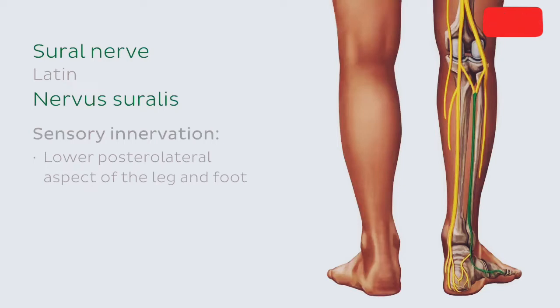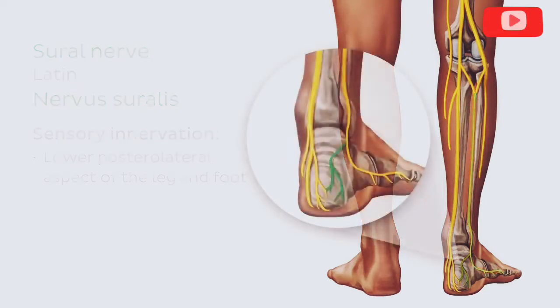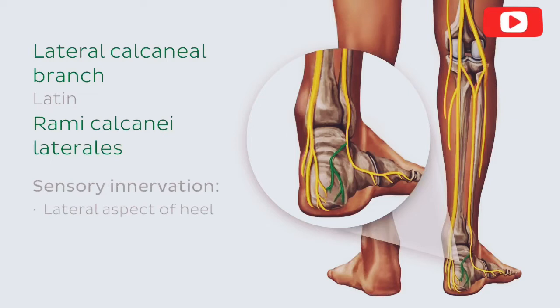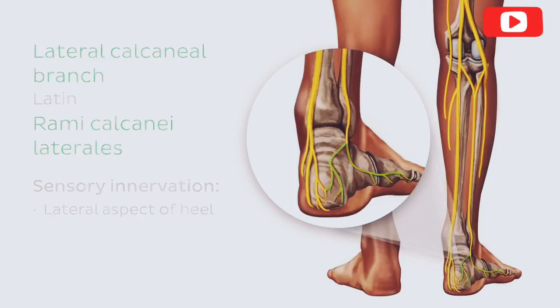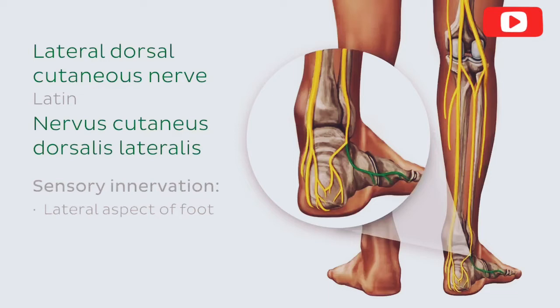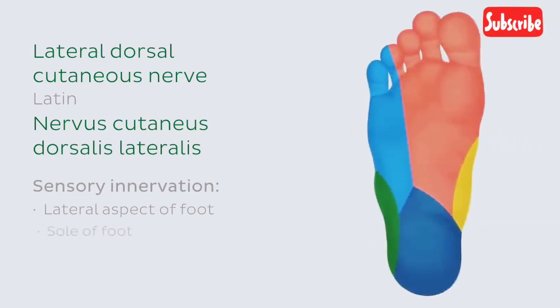In our illustration, we can see two branches of the sural nerve. The first one that we can see is the lateral calcaneal branch. This branch provides sensory innervation to the lateral aspect of the heel. Next, we have the lateral dorsal cutaneous nerve, which is also a branch of the sural nerve. This nerve provides sensory innervation to the lateral aspect of the foot. We can also see how this nerve contributes to the innervation of the sole of the foot.